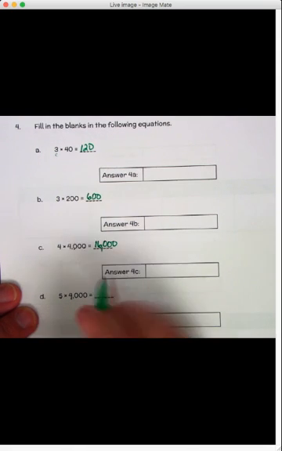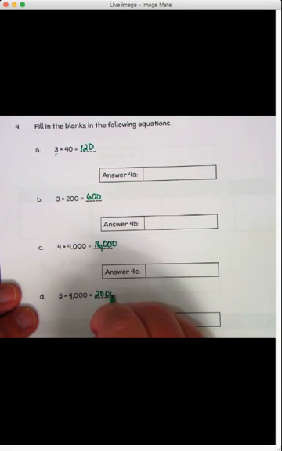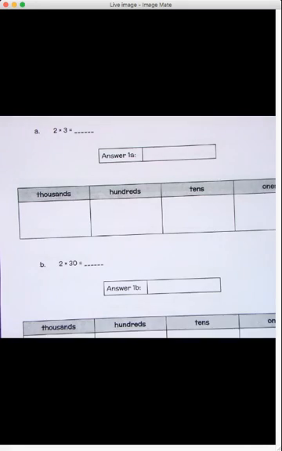5 times 4 is 20. And how many more zeros are we going to put on there? 1, 2, 3. 20,000. All right. You getting it? You understanding it? Just multiply the first two numbers and then add however many zeros there are after that to your answer. And that's it, because that's tomorrow's assignment.